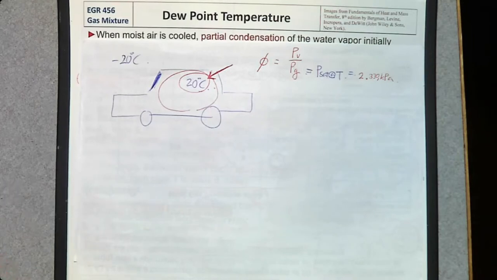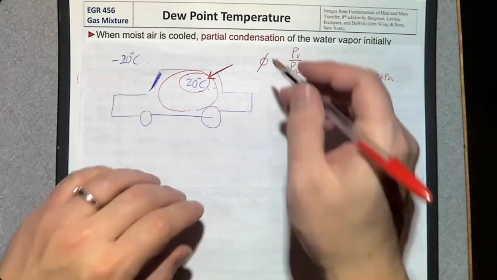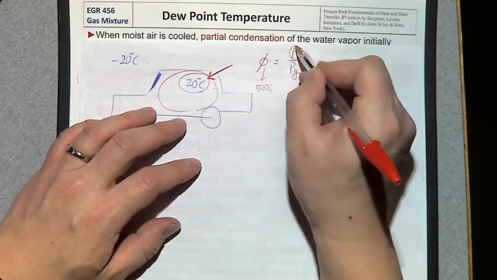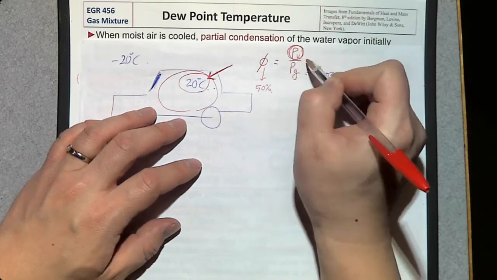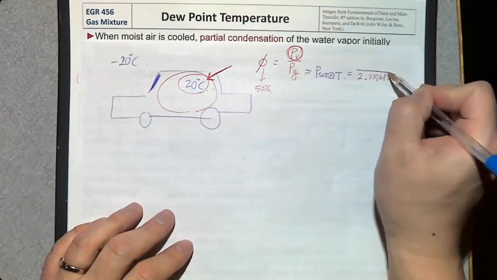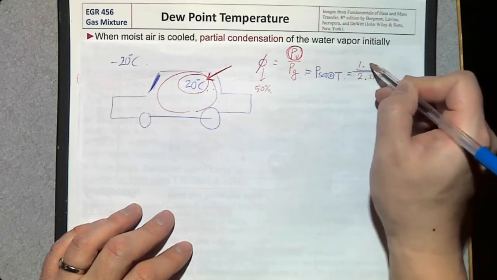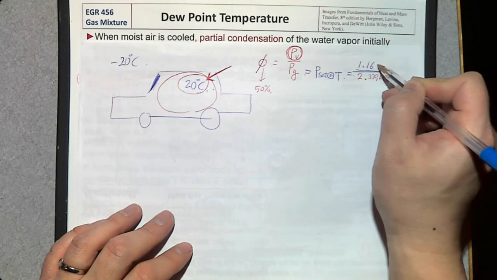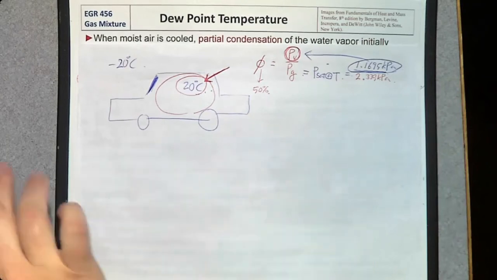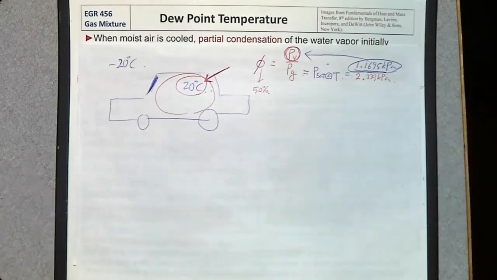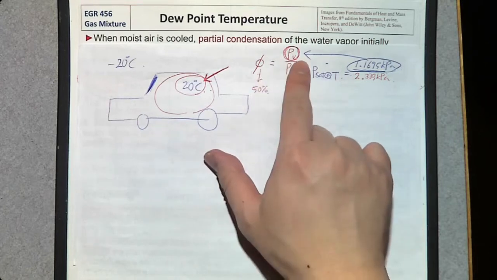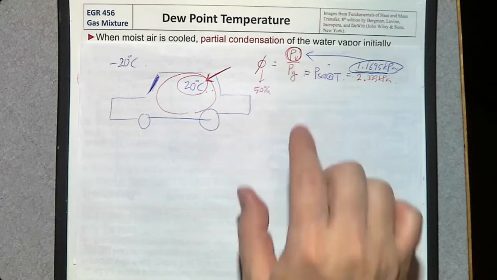Then, depending on the amount of the moisture inside, let's say the relative humidity is 50%. That means that PV, the partial pressure of water vapor, is going to be just half of this one. So it's going to be 1.1695 kilopascal. That is going to be the partial pressure of water vapor. That is what we learned last week, how to determine the relative humidity or water vapor from this relative humidity, or the other way.